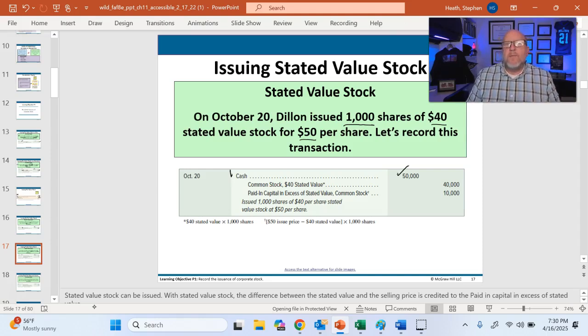$50,000. Step two is it's not the par value, but it's the stated value. And so I will put the 1,000 shares times $40 per share. So I would credit common stock, stated value. That's step two. And then finally, step three is everything in excess of stated value. So I issued for 50, my stated value is 40. So excess of stated value is the 10,000.